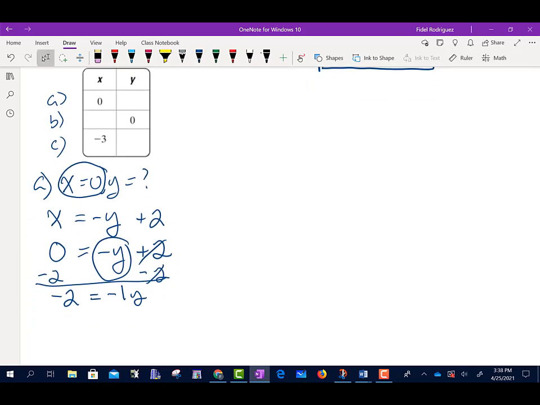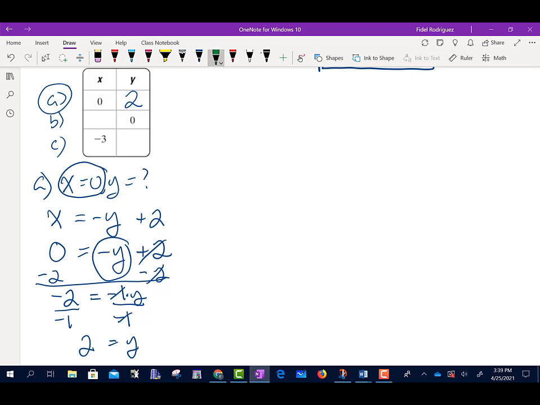Now, what we want to do is we want to get rid of the number in front of the y, and since it's being multiplied, we're going to do the opposite. We're going to divide, okay? So a negative 2 divided by a negative 1 is just a positive 2. So right here, I'm going to come back to my original problem. And the number we came up with for y was a 2. So I'm just going to put a 2 right there, okay?